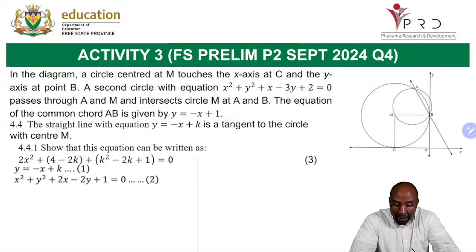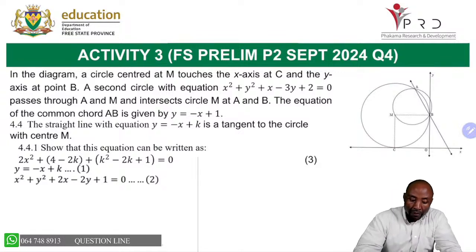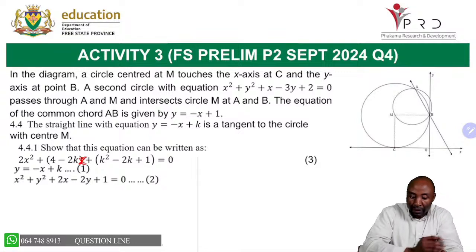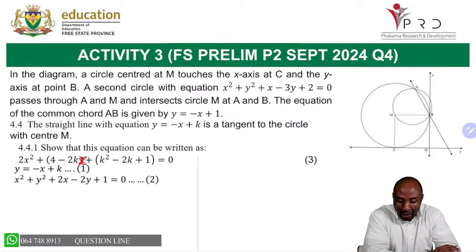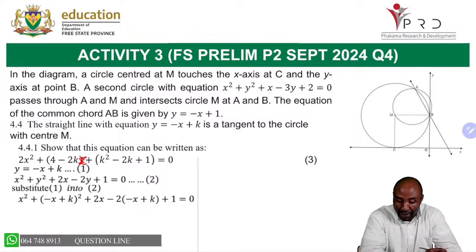Now, you will realize that we want to show that the equation, it's the x is missing there, it's given by that. So how will we do it? Our y is given by negative x plus k. Our equation is given by x squared plus y squared plus 2x minus 2y plus 1. So where there is y, we will substitute with the equation of a tangent. Remember, a tangent only touches the circle at one point, and this will give us our equation as such.